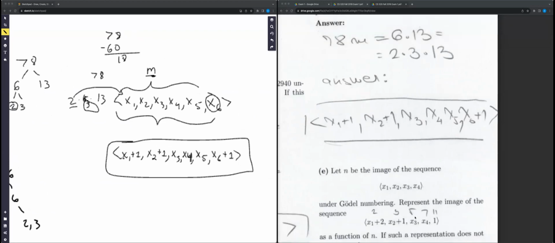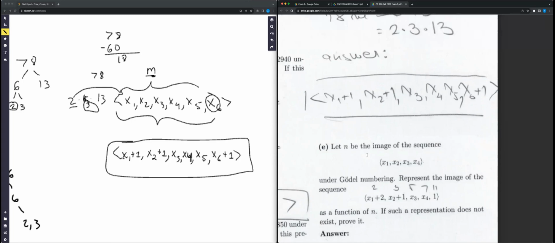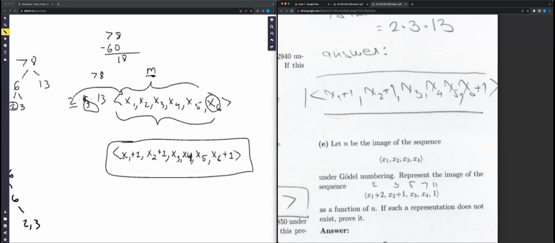So let's go to part E. In part E, it says, let n be the image of the sequence x1, x2, x3, x4 under the Godel numbering. So now we're doing the opposite. We're taking numbers out, right? We want to represent this as some function of n.